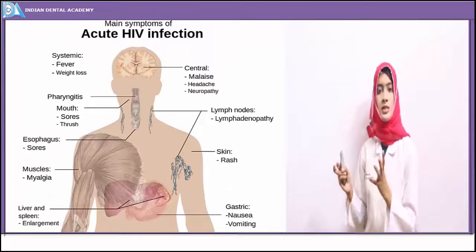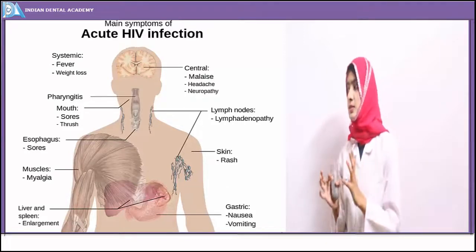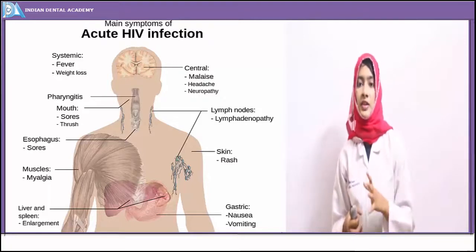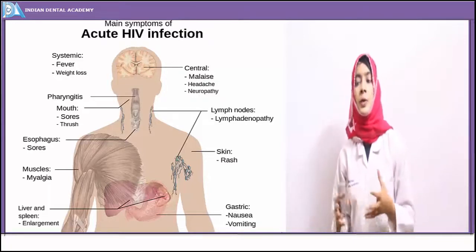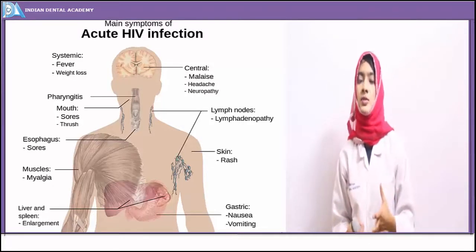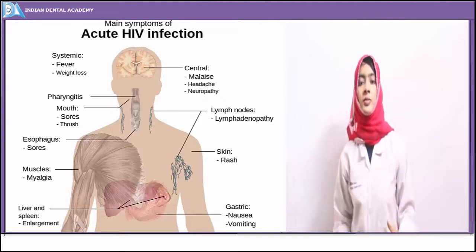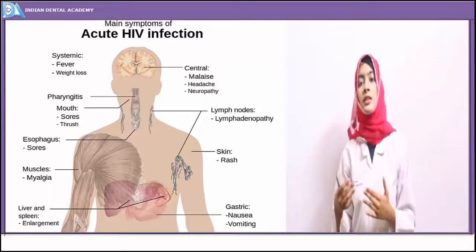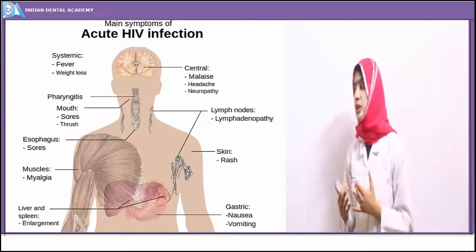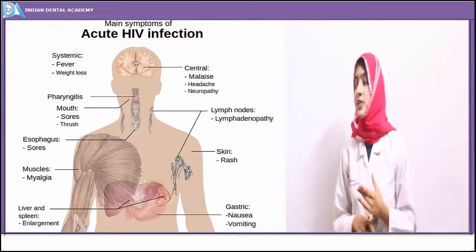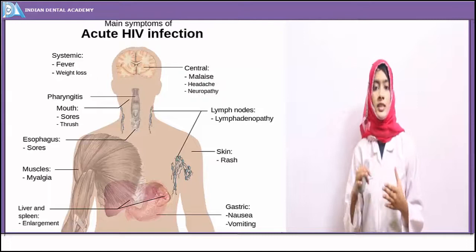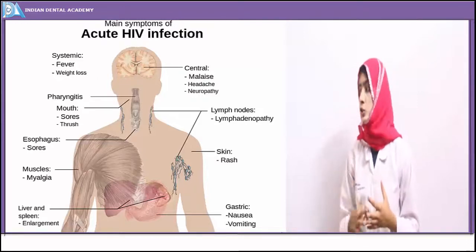So here you can see the picture showing the acute symptoms of HIV infection. Almost the whole body is affected by the HIV virus, because this virus affects the immune system and the central nervous system. Whenever the immune system is affected, almost the whole body reacts to this process, and you can see clinical features like depression, weight loss, fever, and the oral cavity showing pharyngitis. The central nervous system is affected, showing headache, or in cases of meningitis, encephalitis, or neuropathies.